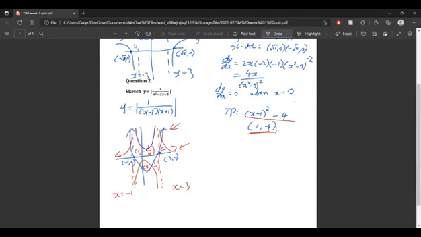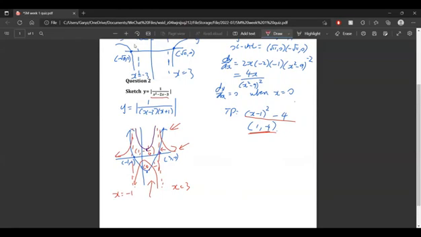For the bottom part, we just take the reciprocal of this part of the quadratic. The turning point is (1, -4), so the turning point for the reciprocal function is 1 and the reciprocal of -4, which is -1/4. The y-intercept is (0, -3), so the reciprocal is (0, -1/3), which is shown by this red curve here.